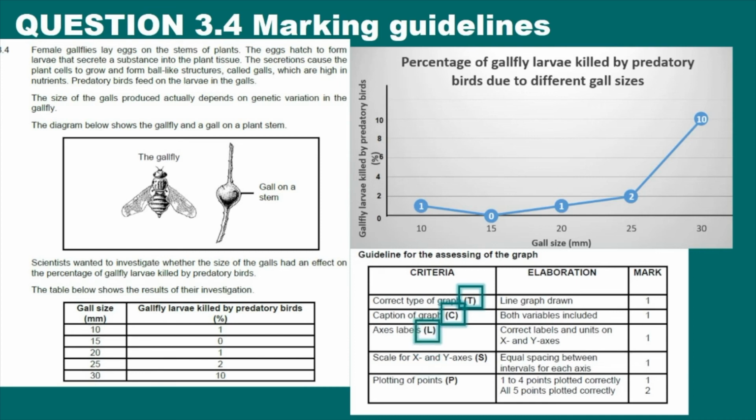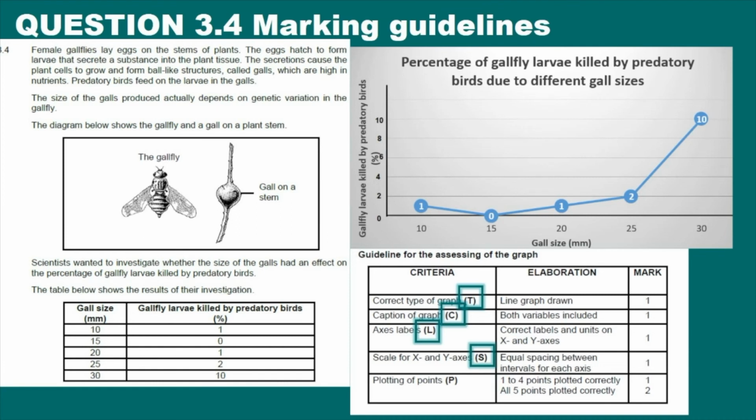Then L is the labels for your X and your Y axis. So this one is quite difficult because you have to have four things correct. You need to have four things correct in order for you to receive this mark. So for your X axis, you need the label, gull size, and the unit. And then for your Y axis, you need the gullfly larvae killed by predators. So you need the label and percentage. So you need the label and the unit.